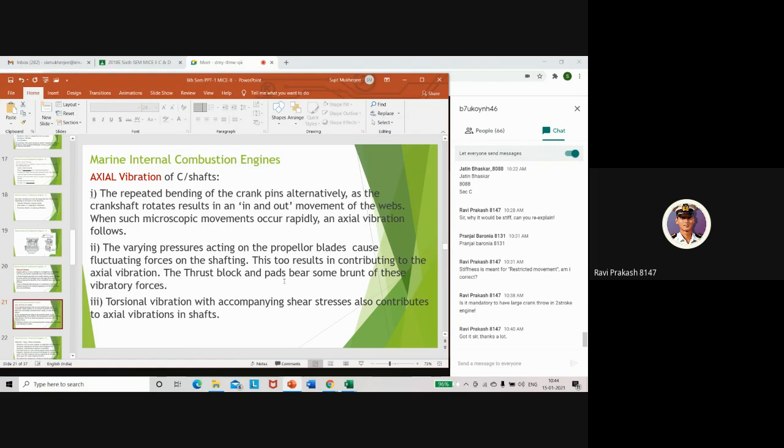The thrust block and pads bear some of these vibratory forces, some of it. There is always a layer of lube oil, and lube oil with a certain temperature maintains a certain viscosity, and this viscosity provides for the dampening of the impact loads that arise out of vibration. The third one, torsional vibration with accompanying shear stresses also contributes to axial vibration in shafts.